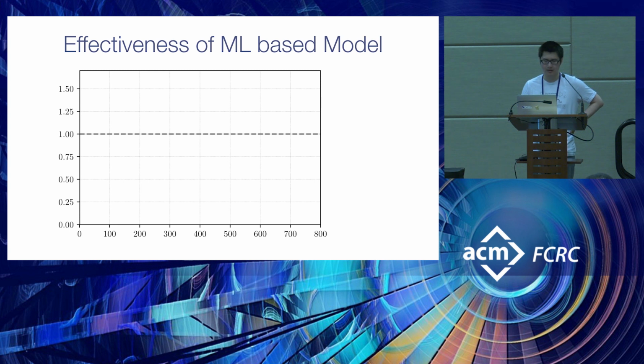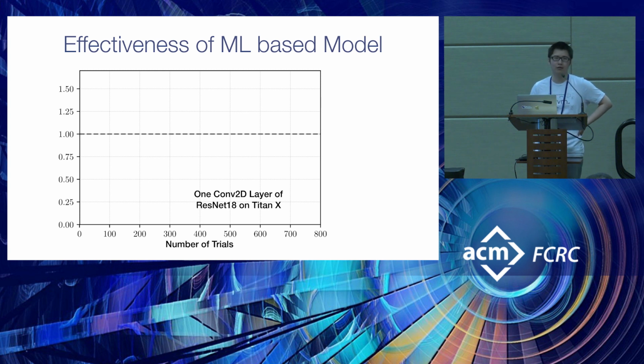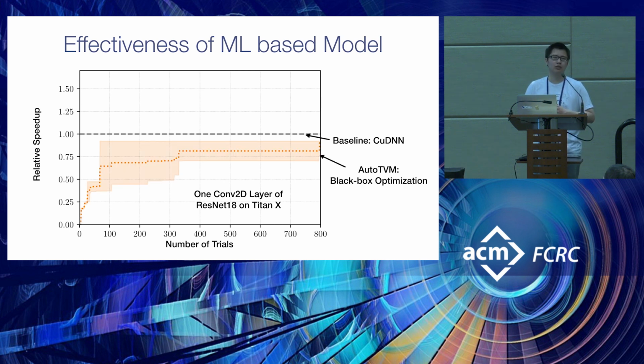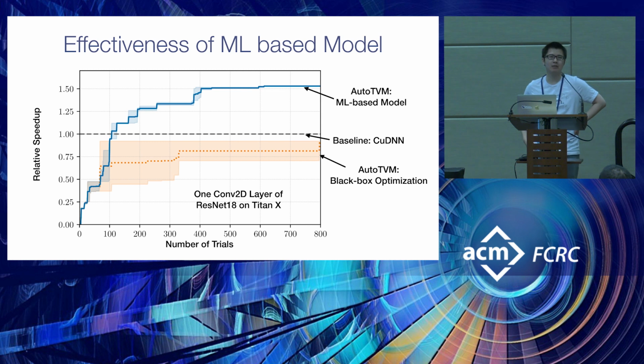To give you a sense of how much performance gain we can get by using this machine learning-based optimization approach, here's one example of one layer of ResNet workloads on Titan X devices. The x-axis is the number of actual experimental trials that we run on the target hardware, and the y-axis is the relative speedup over the baseline, in our case, the cuDNN library. If you use black box auto-tuning, you can find that AutoTVM finds reasonable solutions that are quite competitive with the cuDNN baseline. But if you use the machine learning-based approach, you can find that AutoTVM can find not only faster solutions than cuDNN, but also better ones.